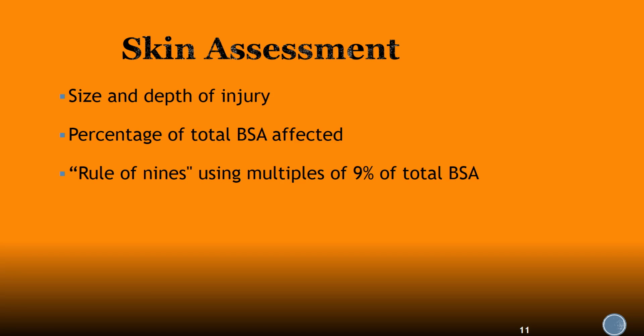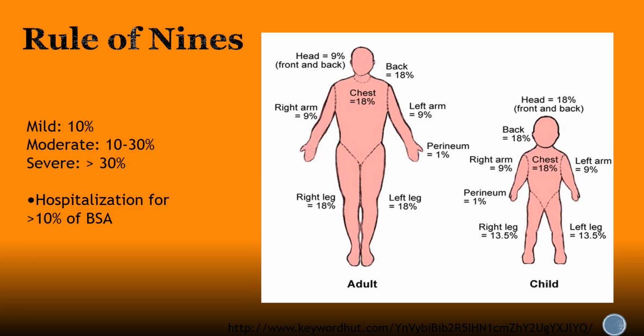When you're doing a skin assessment, you are assessing the size of the burn, the depth of it, and also the location. Location has a lot to do with the percentage of the total body surface area that's affected, and you use the rule of 9s, which you've probably heard in the past. We're just briefly going over it. It's the rule of 9s, multiples of 9% of the body. The next slide is a picture. Here you go on how to figure out the rule of 9s.